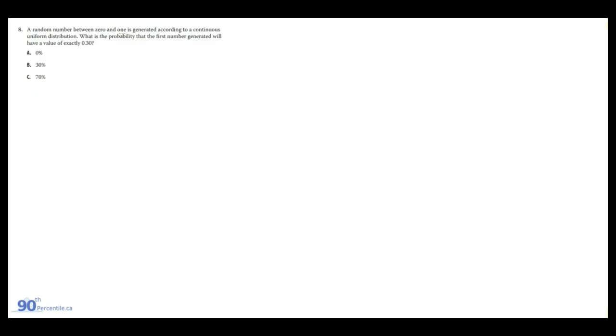A random number between 0 and 1 is generated according to a continuous uniform distribution. What is the probability that the first number generated will have a value of exactly 0.3? I kind of touched on this in one of the earlier modules, but if you forget the 0 and 1 for now, and let's just have two variables. One can be 0 to 10, and this is discrete. And then we'll have the same one from 0 to 10, that's continuous.